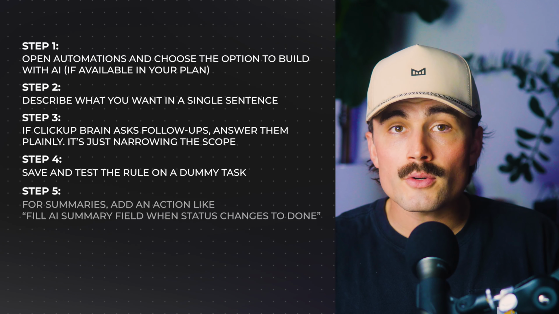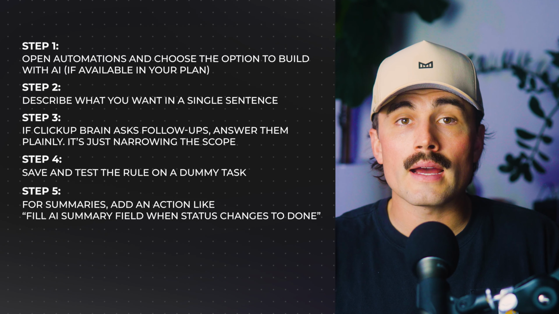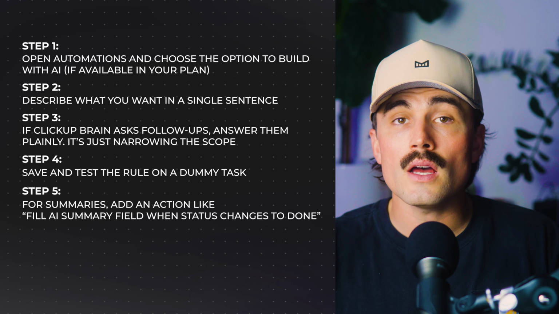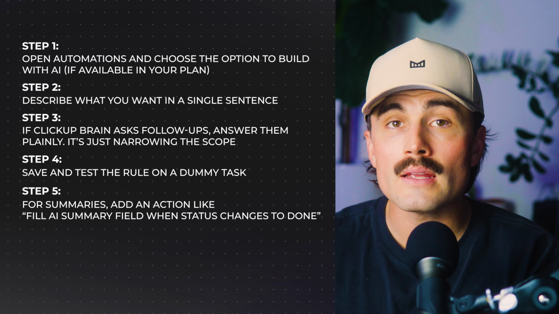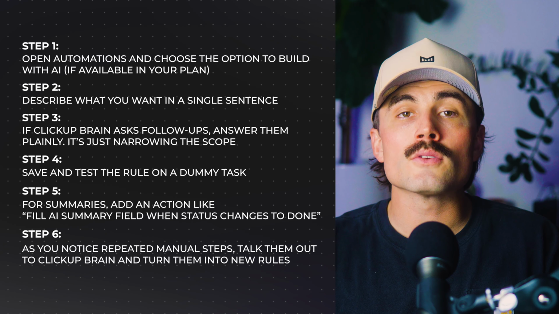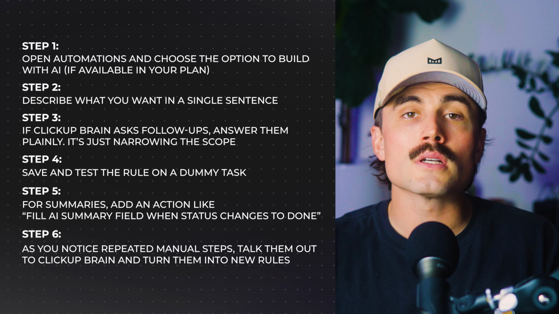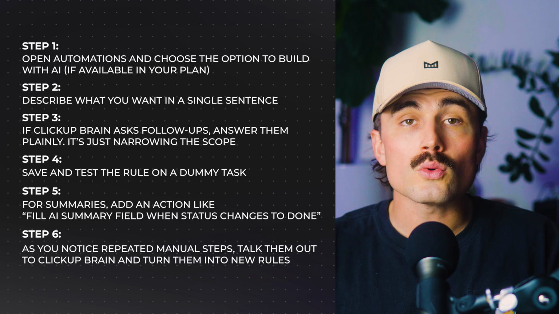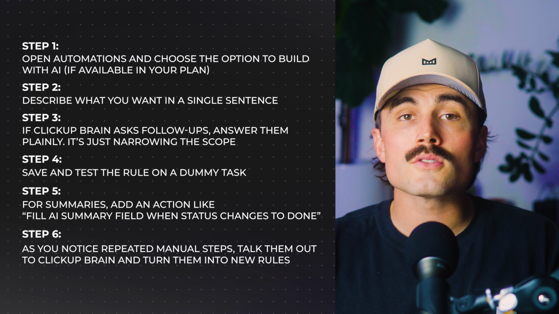Step 5, for summaries, add action like fill AI summary field when status changes to done. That gives you an at-a-glance update without opening the task. Step 6, as you notice repeated manual steps, talk them out to ClickUp Brain and turn them into new rules. Over a few weeks, your workspace starts to feel alive.